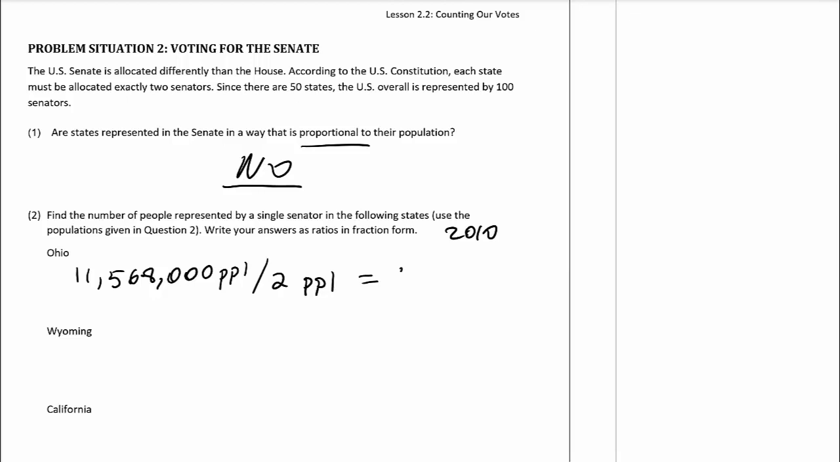We're doing it so we can answer the last question of that lesson: what does it mean from the perspective of the voter? So for now, let's just go ahead and write those numbers. One senator in Ohio is representing about 5.8 million people.